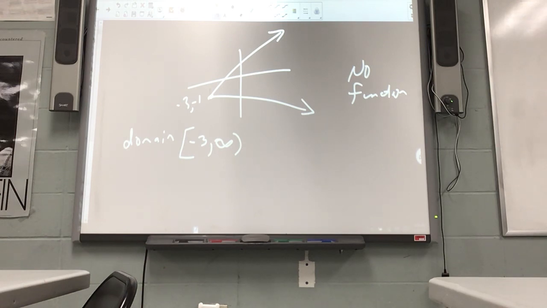Now the range is easy on this one. Range is up and down, and this little ugly graph here is going to keep going up forever, and it's going to keep going down forever. So you could write your range as all real numbers, or you could say from negative infinity to infinity if you wanted. Either one of those is right.